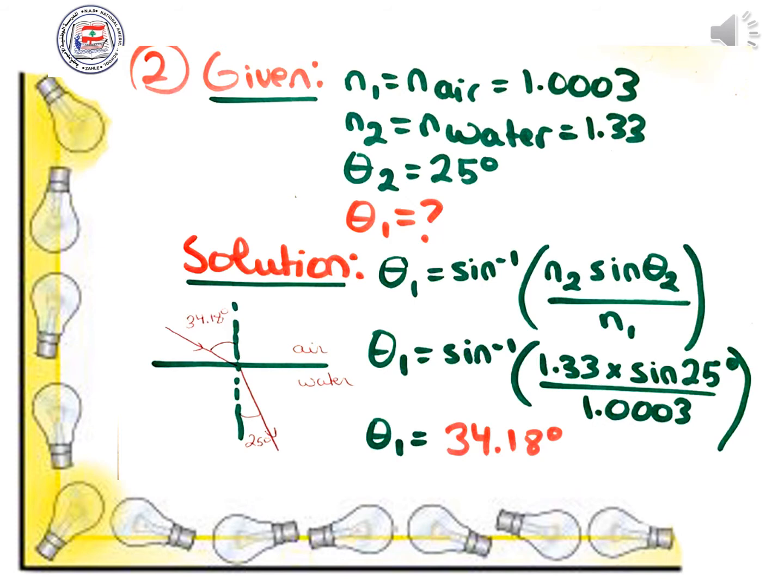Angle 1 is equal to sine minus 1 into N2 times sine angle 2 over N1. So it's equal to sine minus 1 into 1.33 times sine 25 over 1.0003. The answer is 34.18 degrees. So we can see in the figure to the left this refraction. Light is passing from air to water. The angle of incidence is 34.18 and the angle of refraction is 25, which is also less than the angle of incidence.